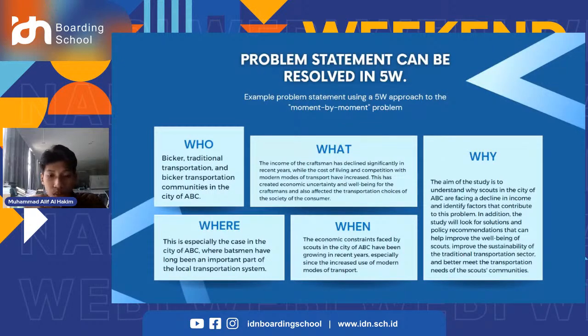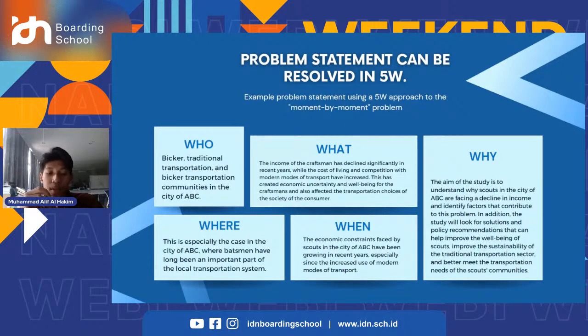And two, what: the income of the becak craftsmen has declined significantly in recent years, while the cost of living and competition with modern models of transport have increased. This has created economic uncertainty and affected the well-being of the craftsmen, and also affected the transportation choice of the society, the consumer.